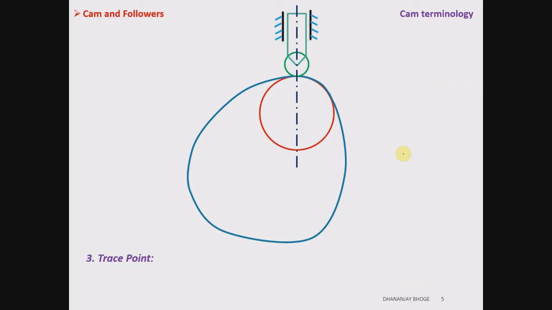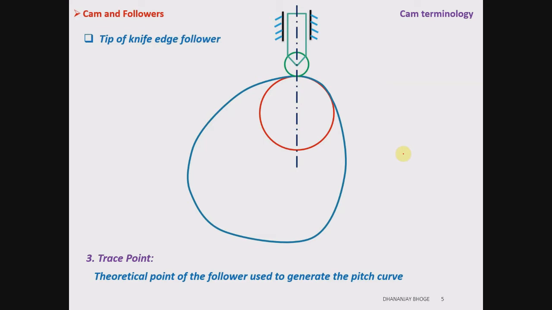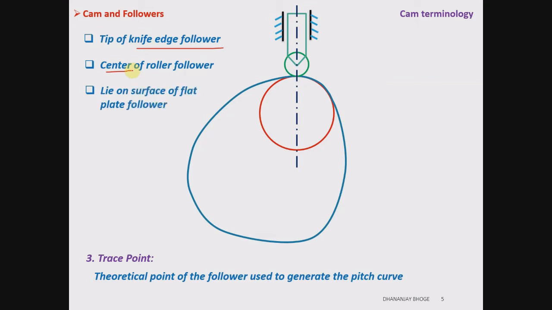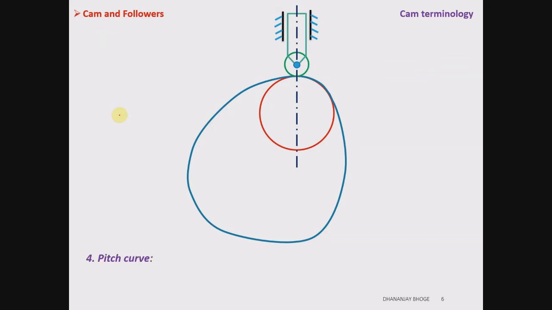Number 3 is the trace point. It is theoretical point of the follower which is used to generate the pitch curve. For knife edge follower, it is the tip of knife edge, and for roller follower, it is the center of the roller. And in case of flat face follower, it lies on the surface of the flat plate. So for the case shown here, we have used roller follower. So center of roller will be the trace point.